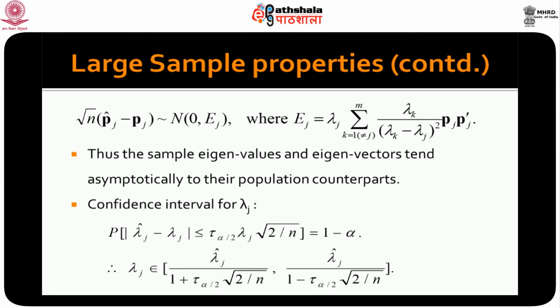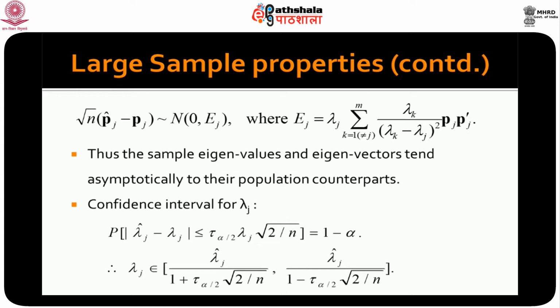It's given by lambda j summation k equal to 1 to m, but k is not equal to j, of lambda k by lambda k minus lambda j square into pk pk prime. And more importantly, the lambda j hats are distributed independently of the elements of pj hat. So lambda j hats and pj hats are independent asymptotically. What do these results lead us to?